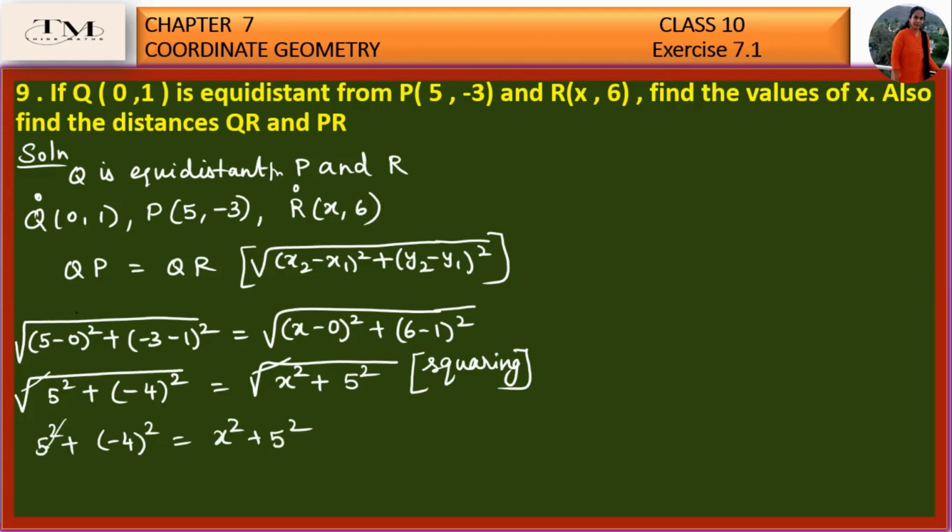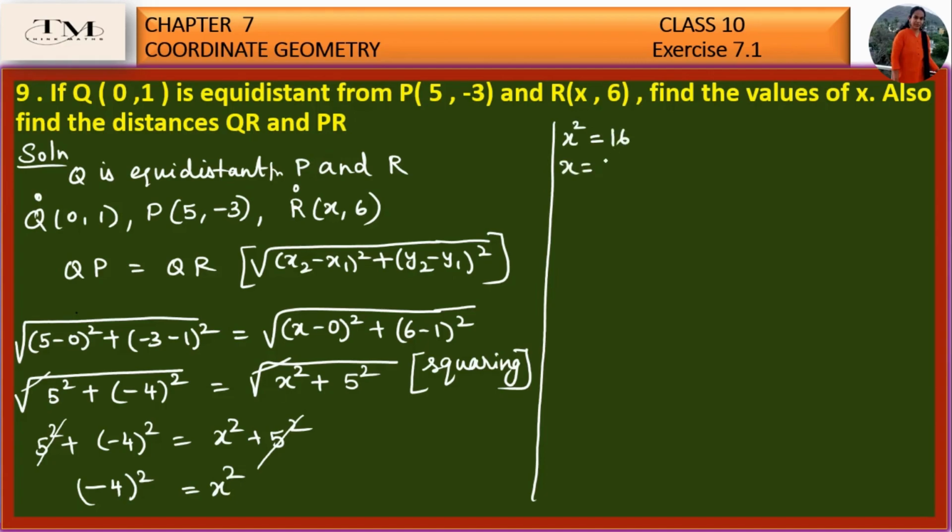On both sides you have 5 square, so this 5 square gets cancelled. The remaining will be (-4) whole square equal to x square. So x square will be equal to, what is (-4) whole square? Minus square is positive, 4 square is 16. Then x will be equal to plus or minus 4, because plus 4 square is also 16, minus 4 square is also 16. So x can take the value plus 4 and minus 4. So we found the values of x.